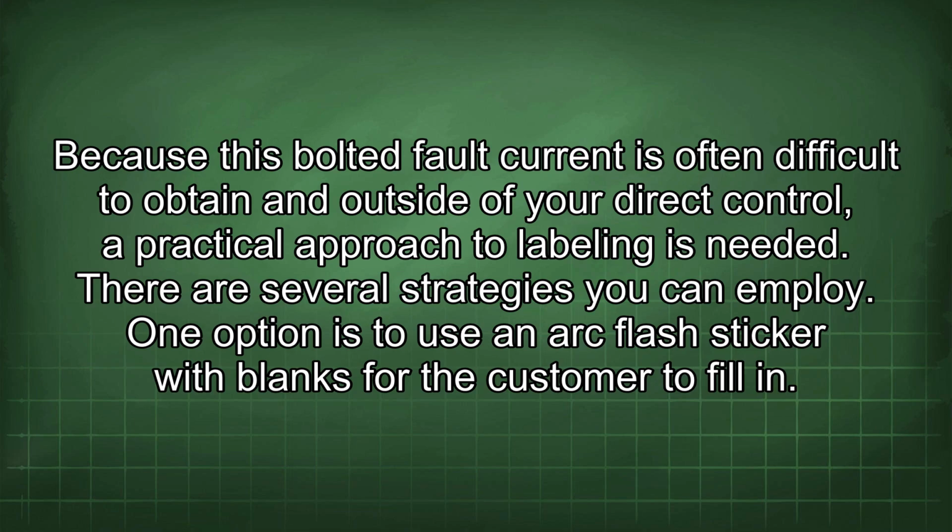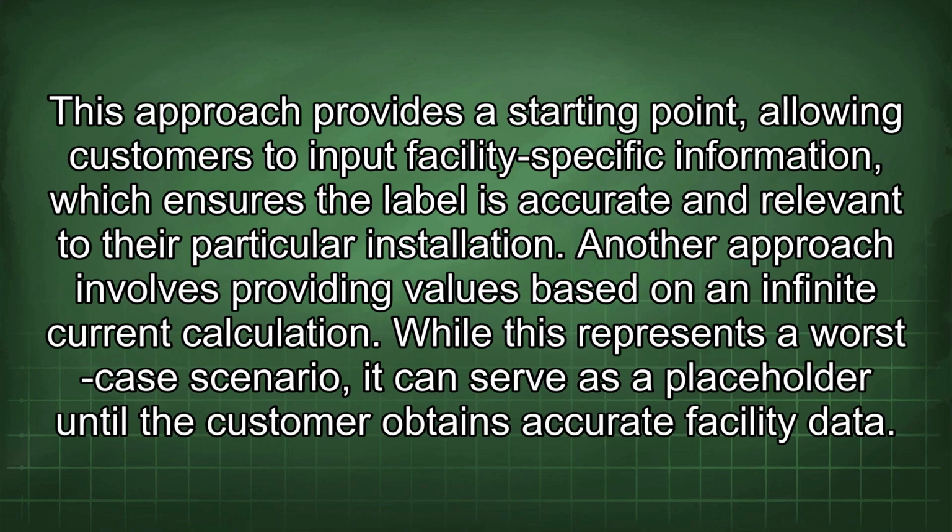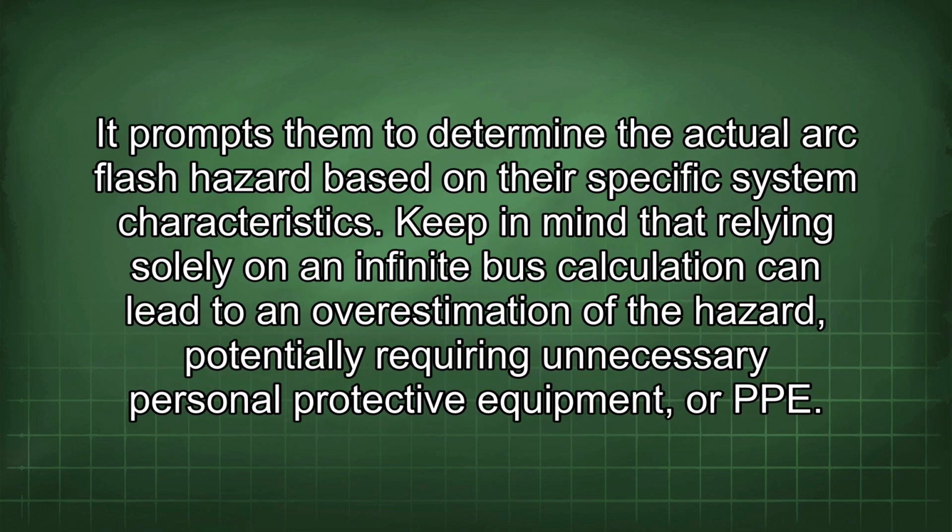One option is to use an arc flash sticker with blanks for the customer to fill in. This approach provides a starting point, allowing customers to input facility-specific information, which ensures the label is accurate and relevant to their particular installation. Another approach involves providing values based on an infinite current calculation. While this represents a worst-case scenario, it can serve as a placeholder until the customer obtains accurate facility data. It prompts them to determine the actual arc flash hazard based on their specific system characteristics.